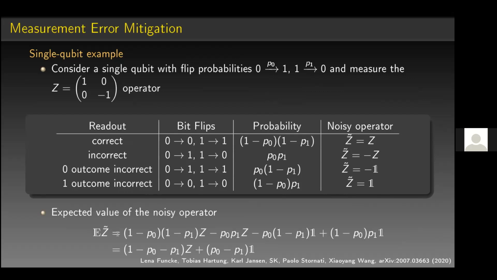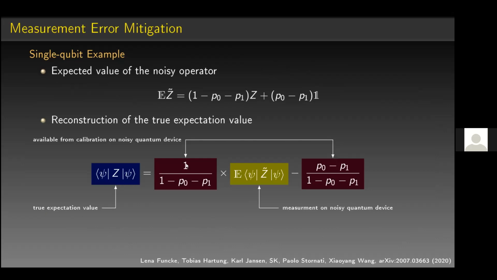Now from this table, going through all of this consideration, I can construct the expected value of the noisy operator, which is just given by the probability times the actual operator I measure. And simplifying it, I get a very simple expression. So let's have a look at this expression here and see what we can do. What I can basically do now is take the expectation value of this expression in some wave function psi, and then invert the equation. So I solve it for the true expectation value I actually want to have, which can be done, and then it just looks like this. So why is this now useful?